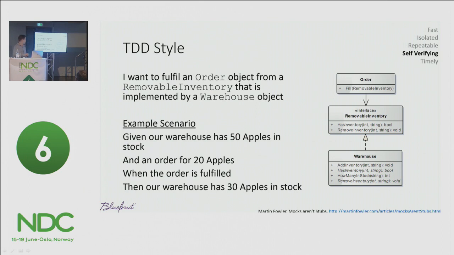To illustrate the difference, I'm going to use the example from Martin Fowler's exercise, but rewritten for C++. I have a task where I want to fulfill an order object from a removable inventory that is implemented by a warehouse object. And I have an example scenario which I'm going to implement: given our warehouse has 50 apples in stock and an order for 20 apples, when the order is fulfilled, then the warehouse will have 30 apples in stock.